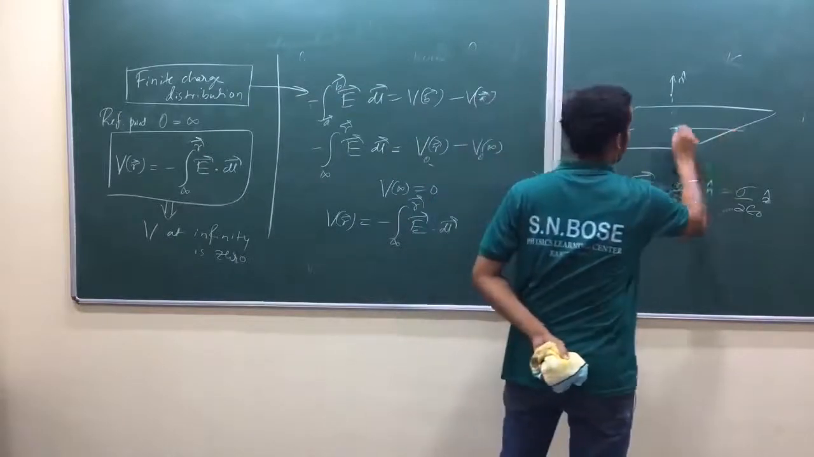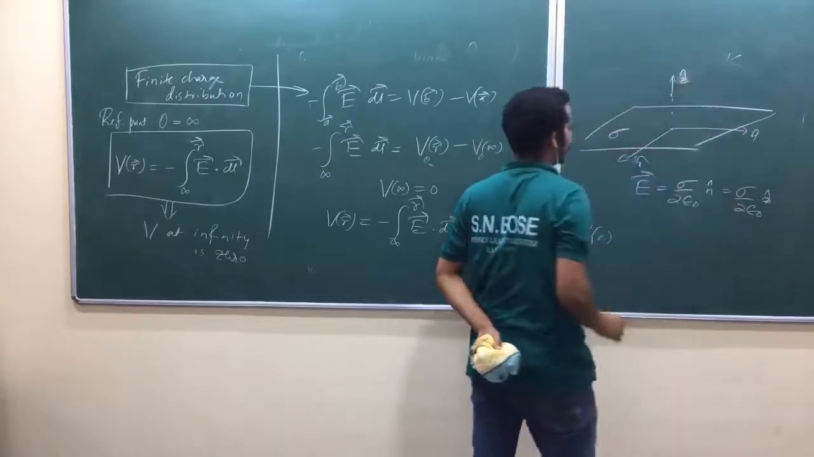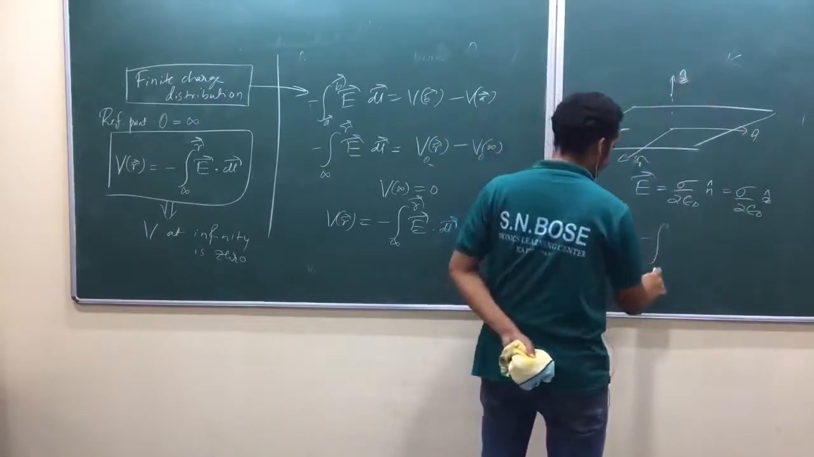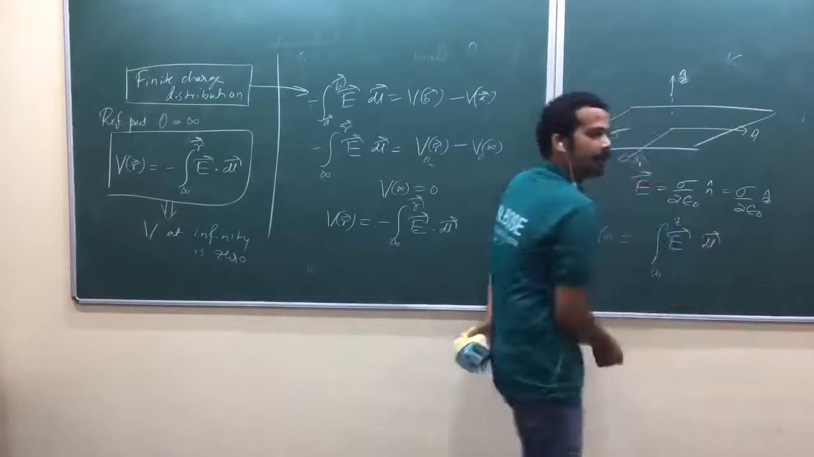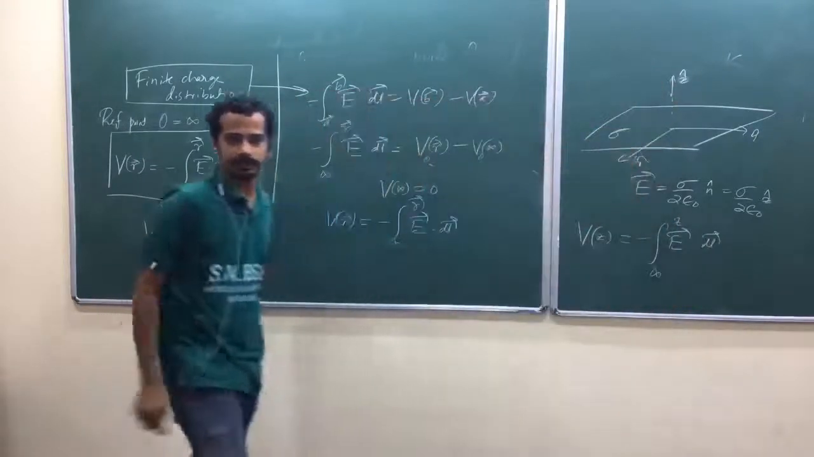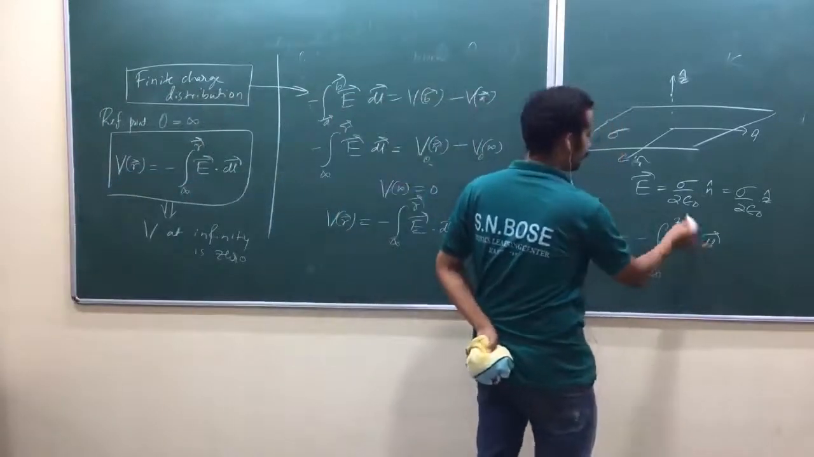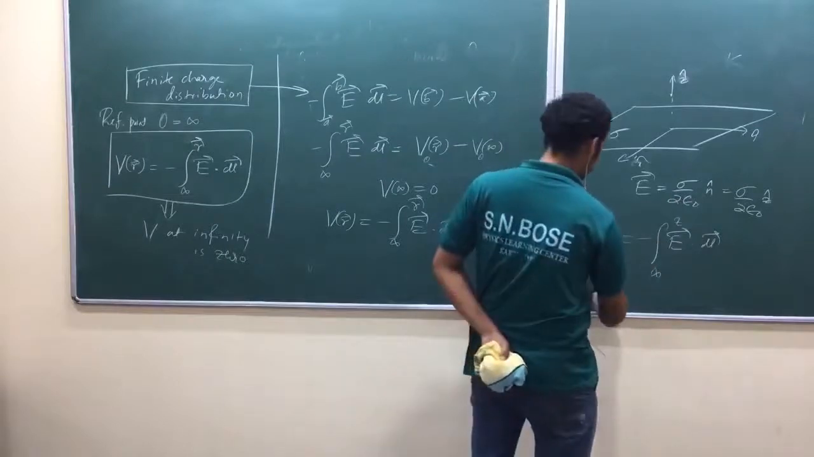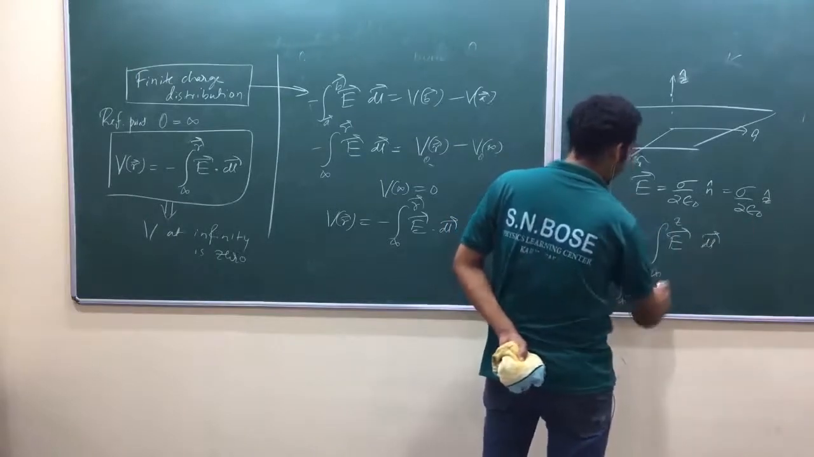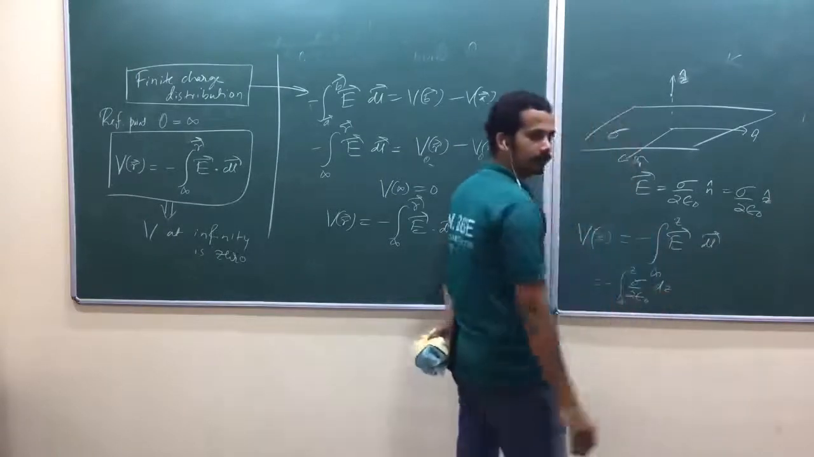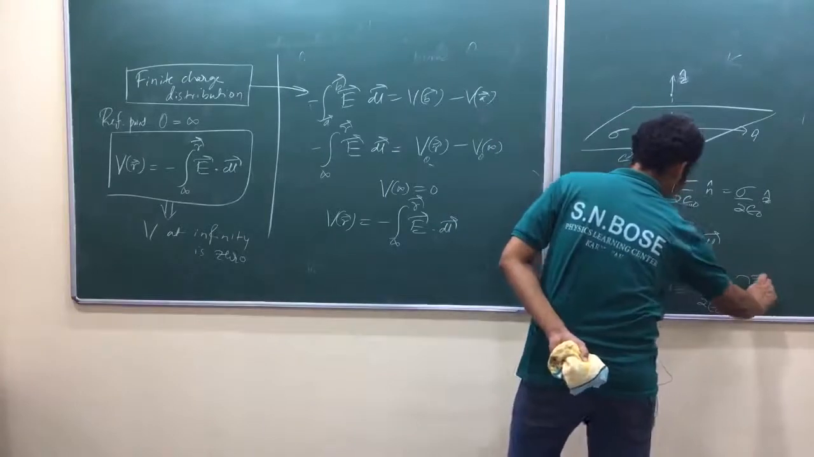Let me try to define potential at z. Suppose this is the origin, x-axis, y-axis, x cap, y cap, z cap. Is that okay? Now I am going to define it as minus infinity to z E bar dot dl bar. z is a point on z axis. Now write down dl bar in Cartesian coordinate. What would happen here? Infinity to z sigma by 2 epsilon naught z cap dz into z cap, dz will happen. Am I right? That's equal to minus sigma by 2 epsilon naught z running from infinity to z, that is infinity.